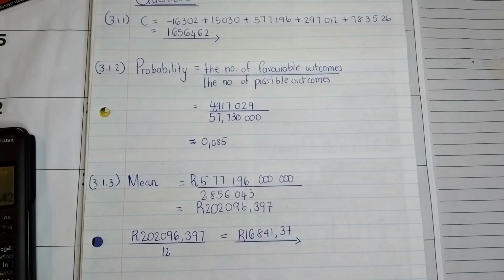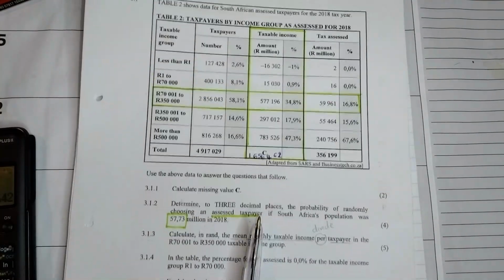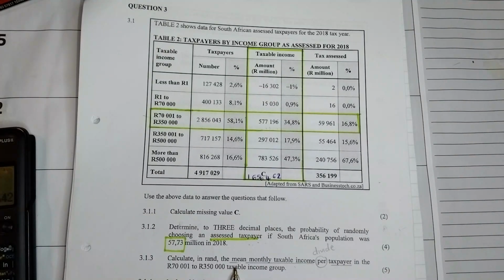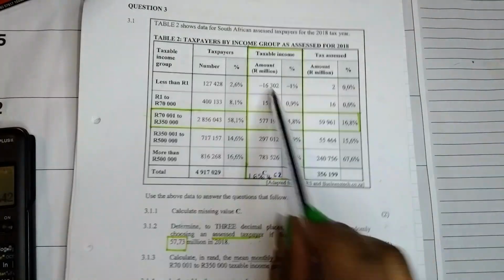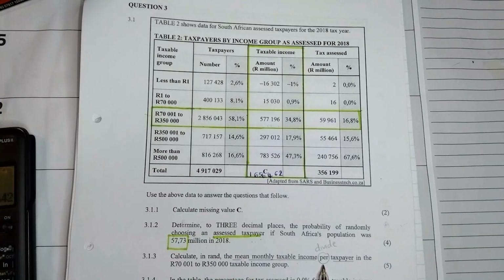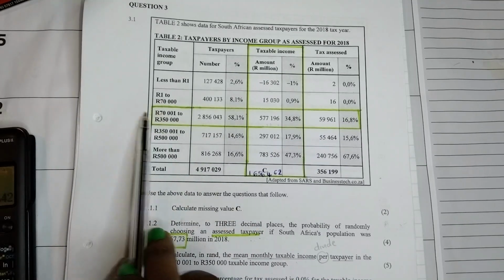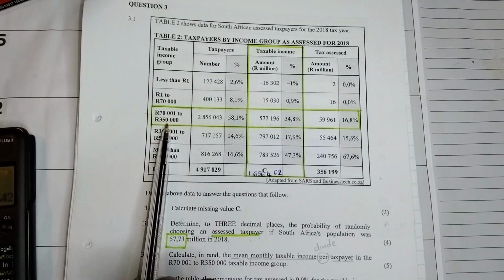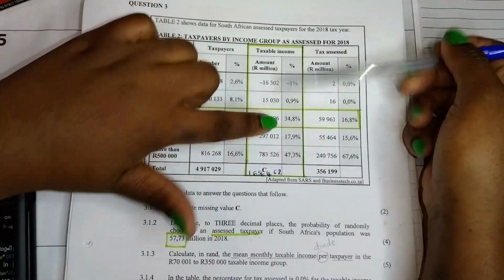Okay, so just a recap of what we did in this question. We have to calculate the mean. First thing you need to ask yourself: which column and which row am I working in? Because we want the mean monthly taxable income, that tells us that we are working in this column that deals with the taxable income. And because we want per taxpayer in the 70K to 350K taxable income group, we're working in the row for that group. So we're working in these two categories.